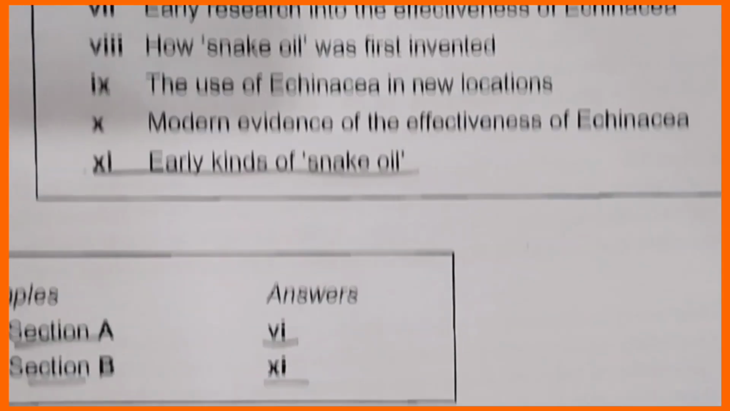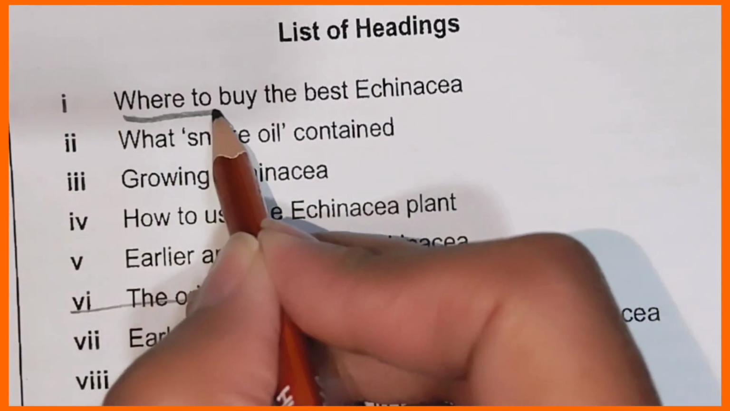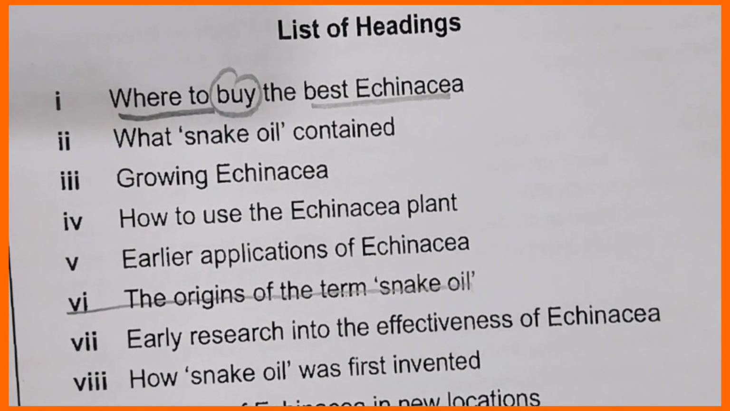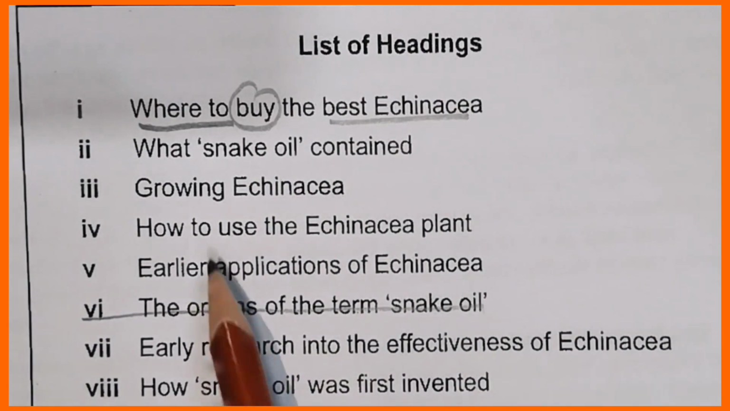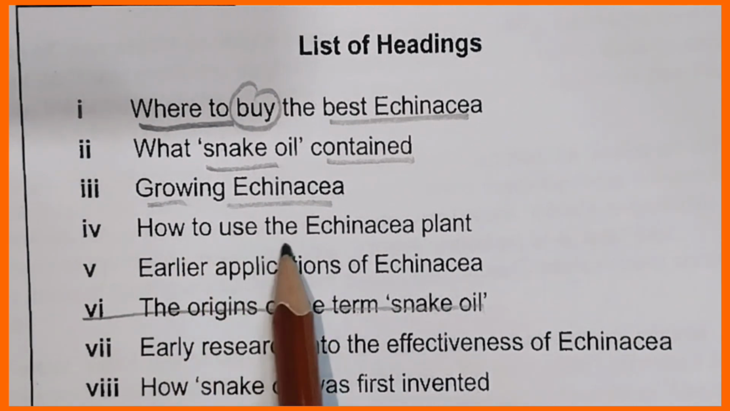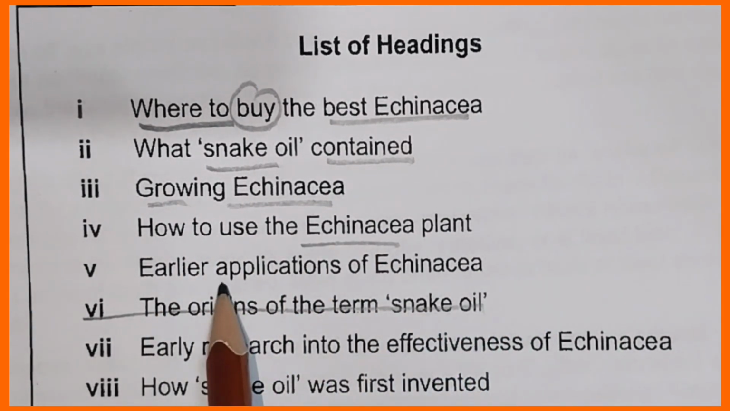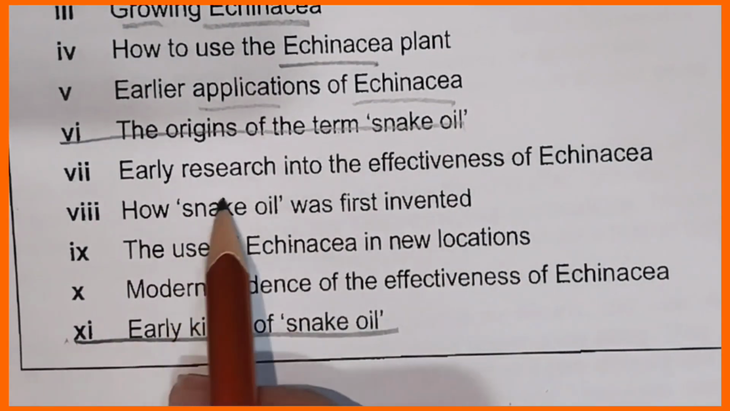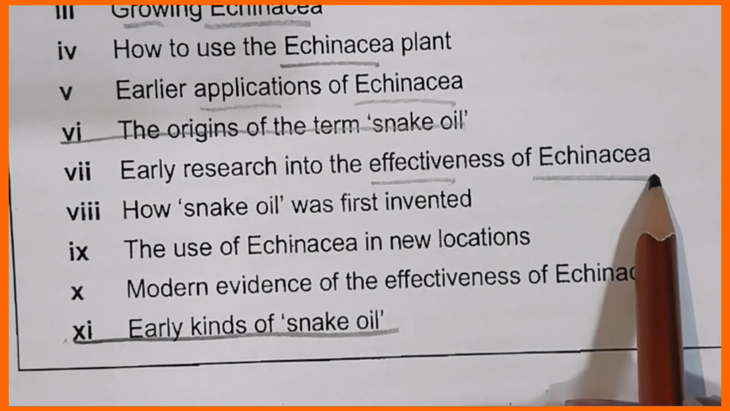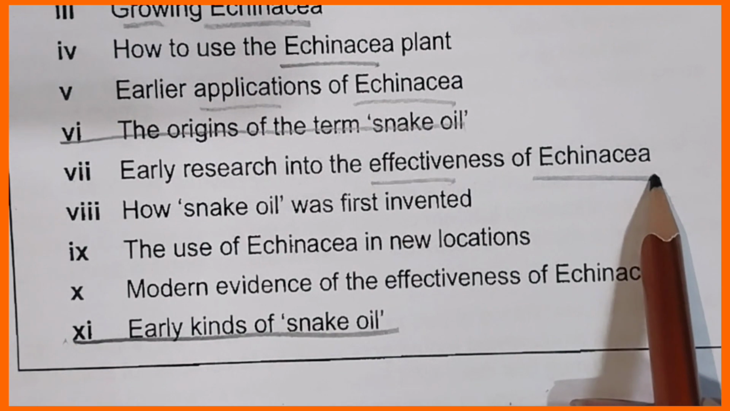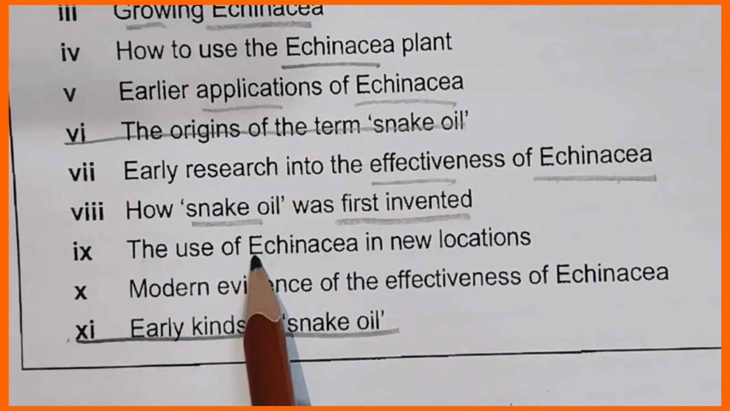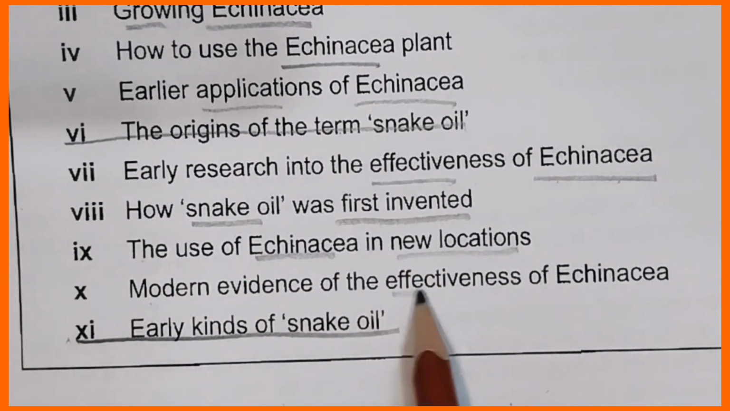So we will start directly from C. Where to buy the best, what is the name of this subject? You will tell me the pronunciation of this word. What snake oil contained, growing, again you will tell me the pronunciation. How to use, early application of. Early research into the effectiveness of echinacea. You can try with me if you are feeling any difficulty pronouncing this word. The pronunciation of this word is echinacea. How snake oil was first invented, the use of echinacea in new locations, modern evidence of effectiveness of echinacea.